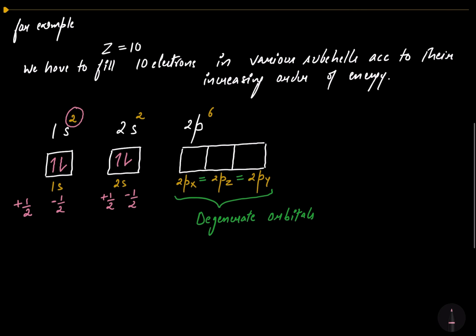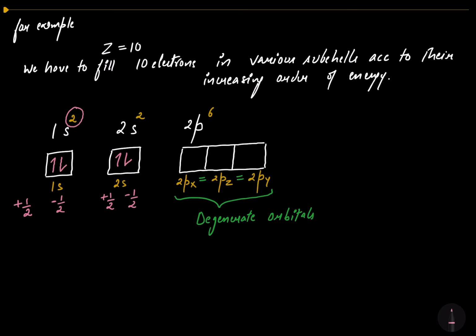But now we come to the 2p orbitals, the degenerate orbitals. Here Hund's rule applies. Now what is Hund's rule? Hund's rule states that in the case of filling of electrons in degenerate orbitals, firstly all the orbitals get one electron each with plus half spin. After that, pairing will start with electrons having minus half spin.